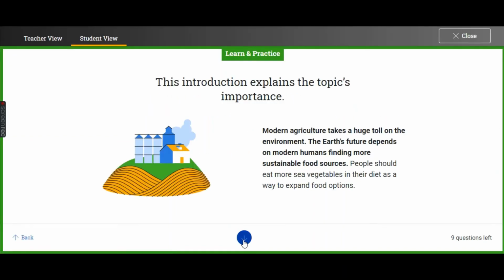This introduction explains the topic's importance. Modern agriculture takes a huge toll on the environment. The Earth's future depends on modern humans finding more sustainable food sources. People should eat more sea vegetables in their diet as a way to expand food options.